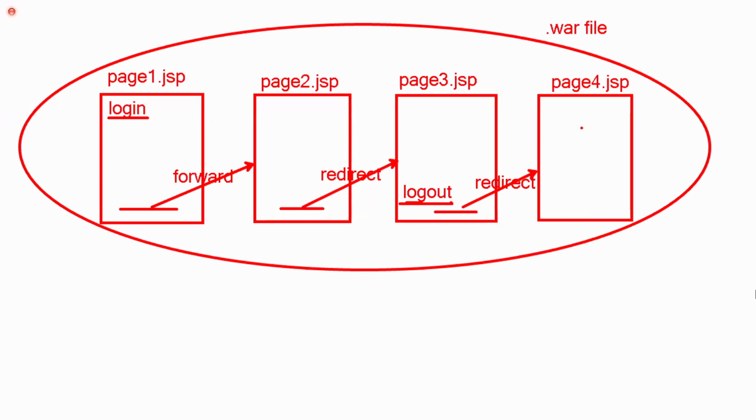Now I'll ask questions again. Give me the answer. Book1, in how many pages can you access it? One page, that is page1.jsp. Book2, 2 pages: page1, page2, because the same request is coming. Book3: page1, page2, page3, until logout. Session scope. Book4: all pages, because it is the entire application.